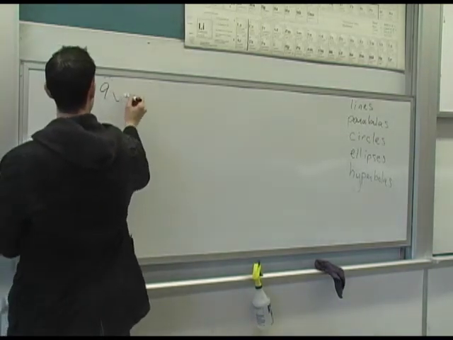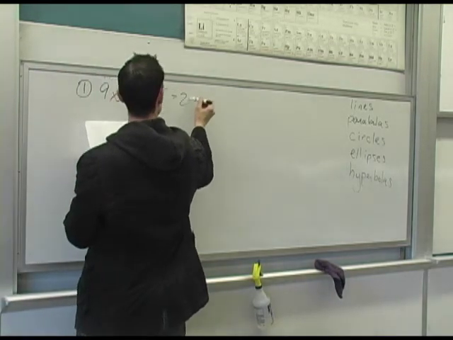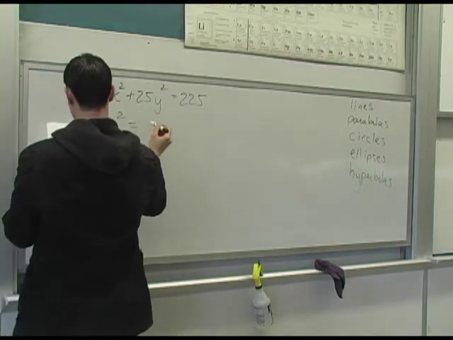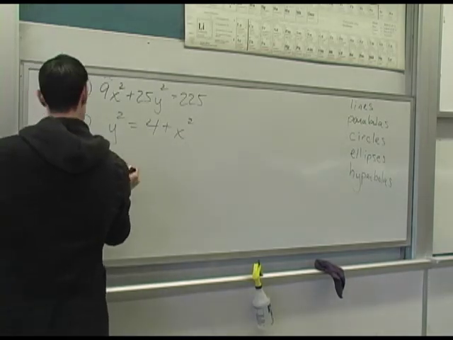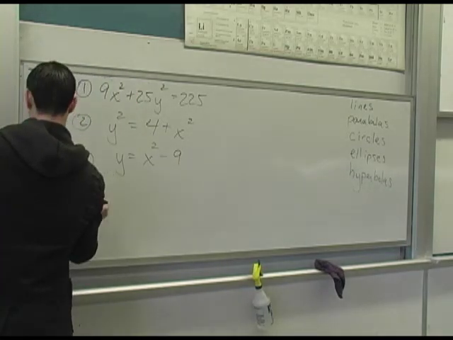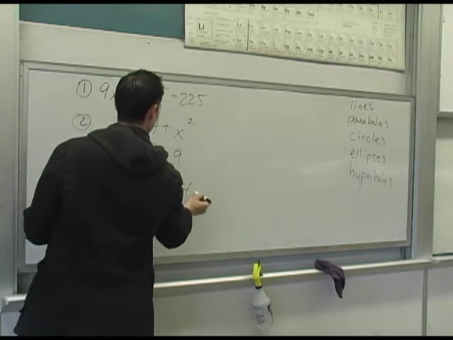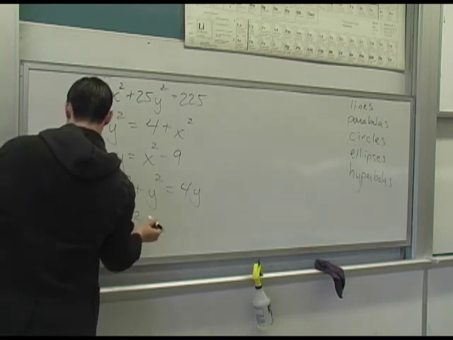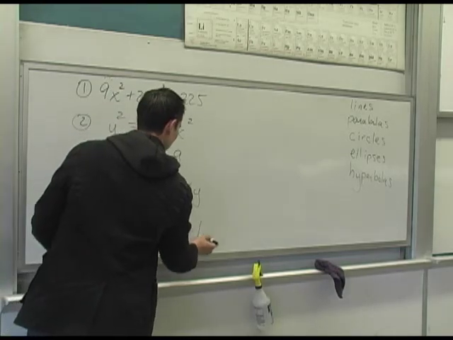So the first one, 9x squared plus 25y squared equals 225. Number 2, y squared equals 4 plus x squared. Number 3, y equals x squared minus 9. Number 4, x squared plus y squared equals 4y. Number 5, 9x squared equals 16y squared plus 144.